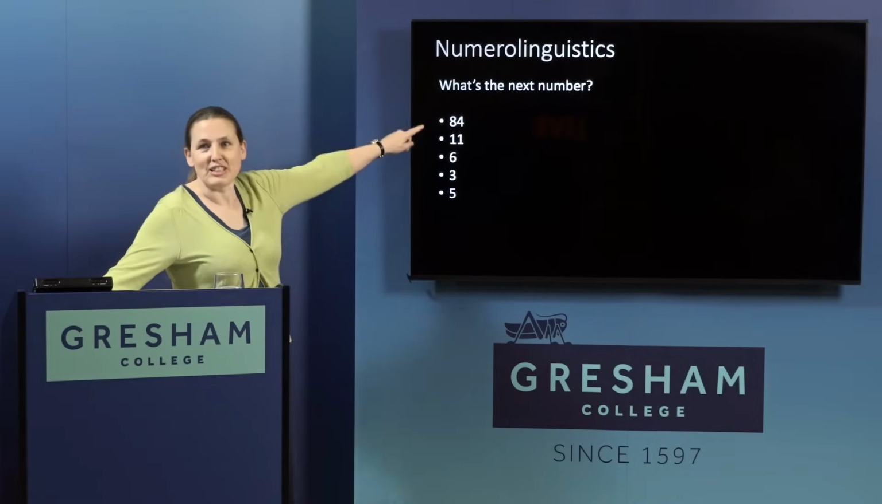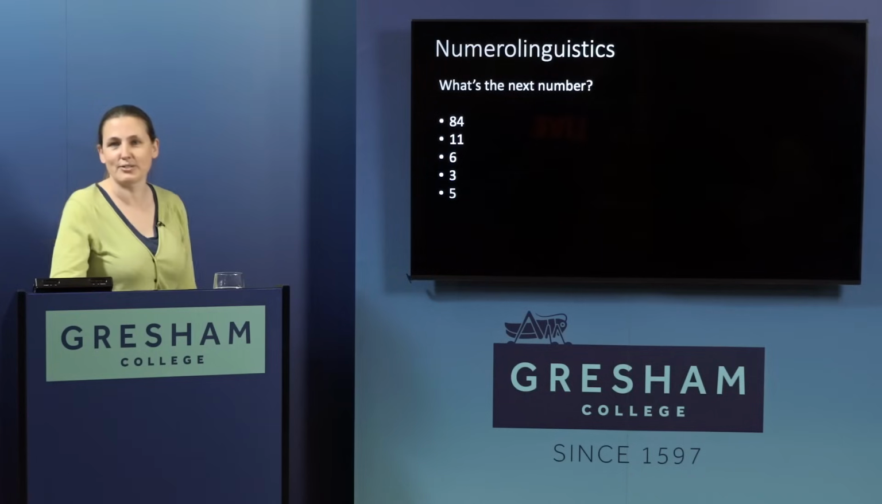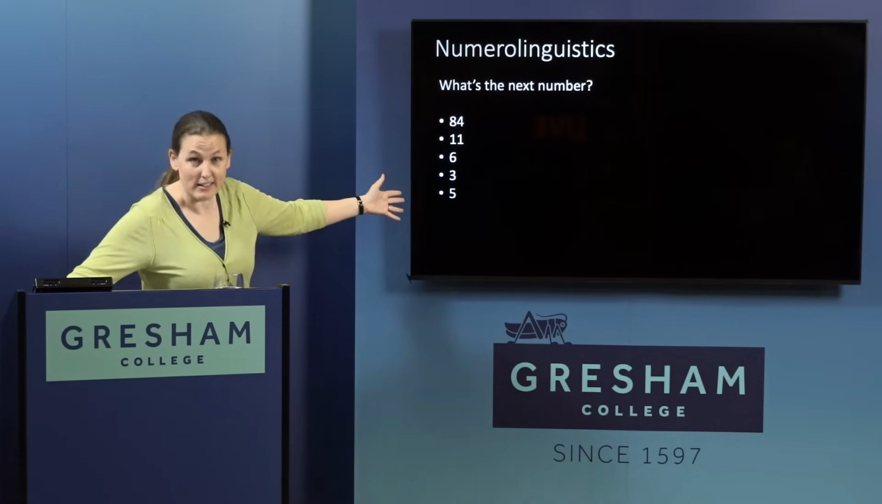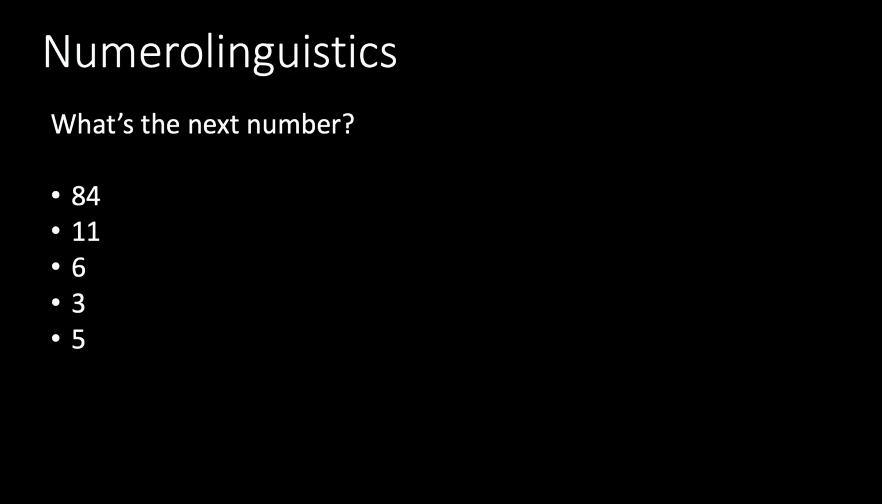What's the next number in this sequence? 84, 11, 6, 3, 5. If you're watching this lecture on recording, you should pause this now and do your due diligence and try and work out what the next number is. For us, here it will help you to see the words written down in English. So let's look at this. 84, E-I-G-H-T-Y-F-O-U-R. 11 characters are needed.